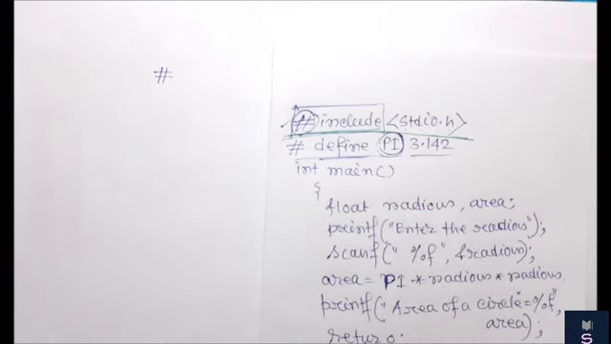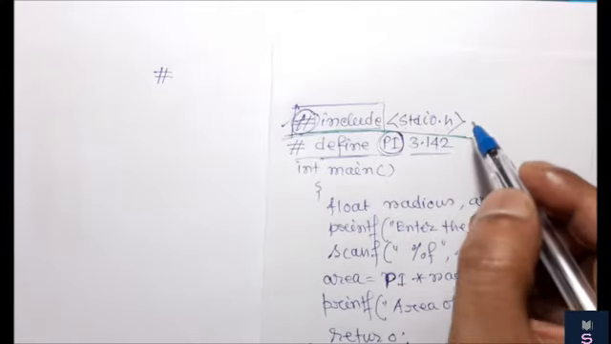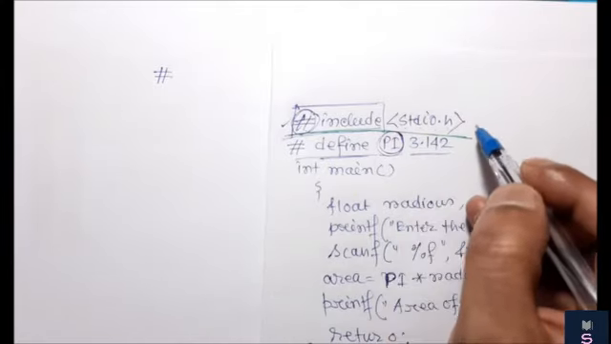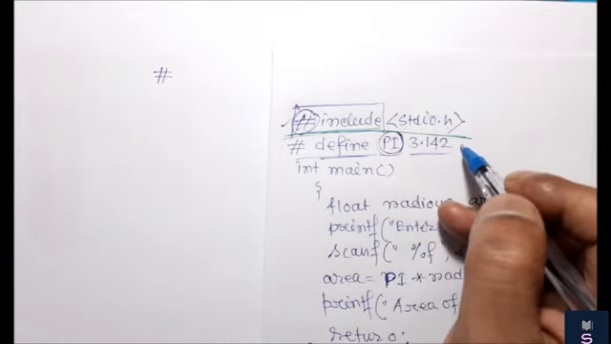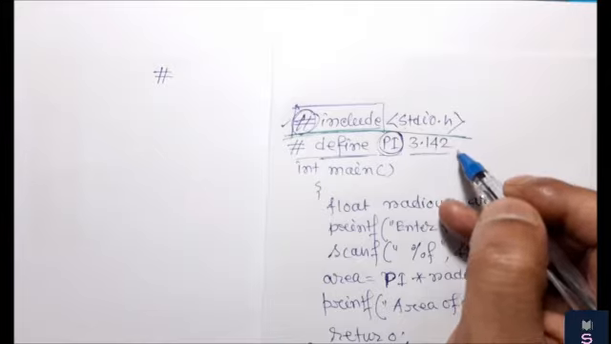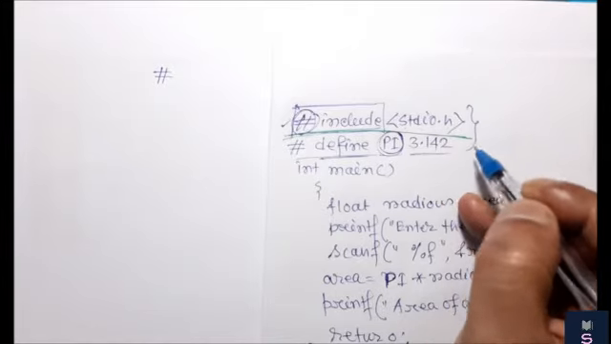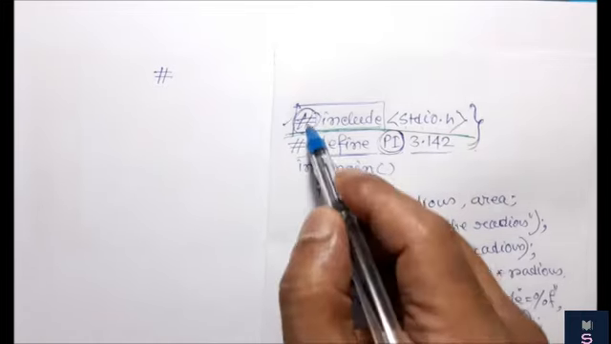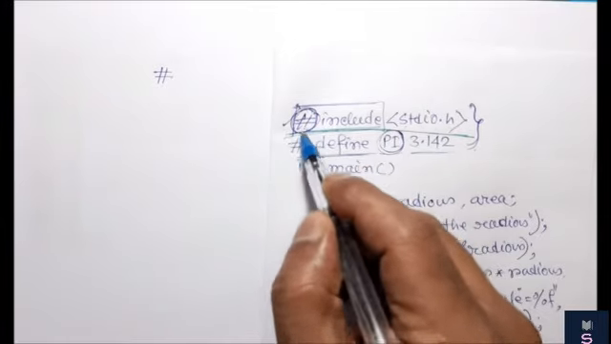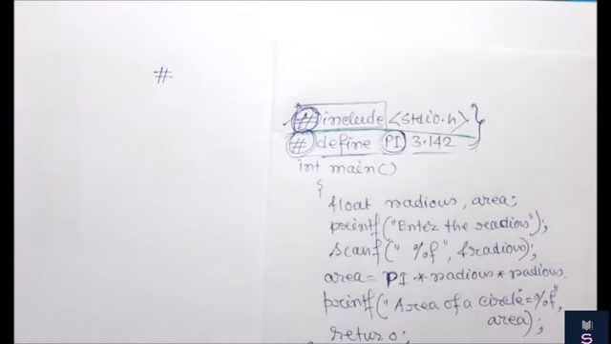And there will be no semicolon at the end of such statements. There is no ending semicolon. Look at this, hash include stdio.h, no semicolon here. Hash define pi 3.142, there is no semicolon at the end. So we can understand that these two belong to preprocessor directives. Every preprocessor directive starts with the hash symbol. This is the first or starting symbol.